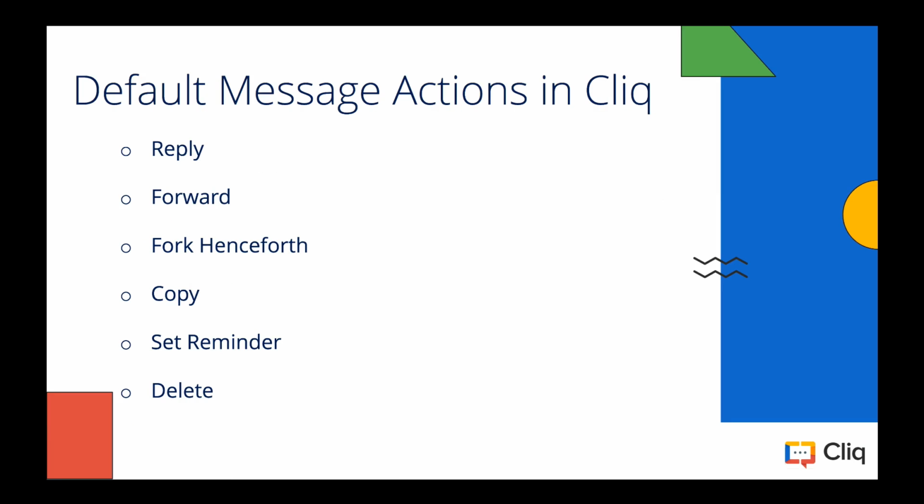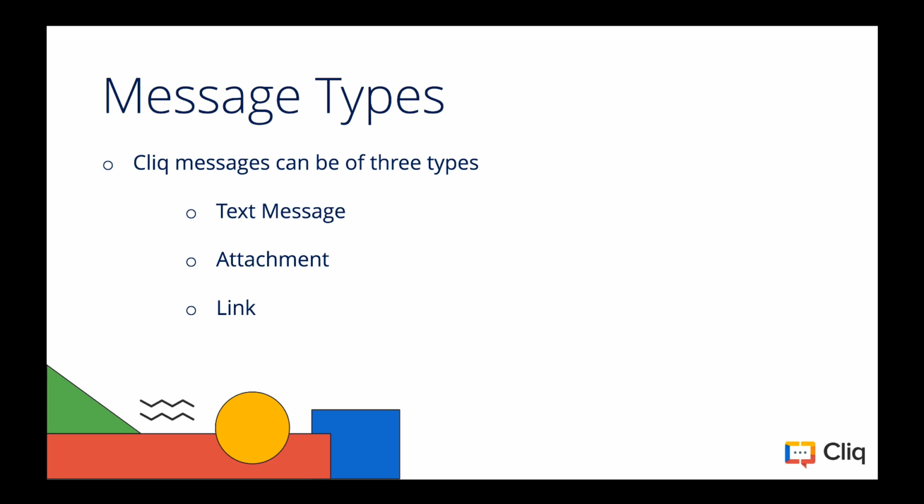So the default message actions that we have are reply, forward, fork henceforth, copy, set reminder and delete. And these message actions are applicable on the different types of messages as well. So there are three different types of messages. One is a message of the type text, or it can be an attachment, or it can be a link.